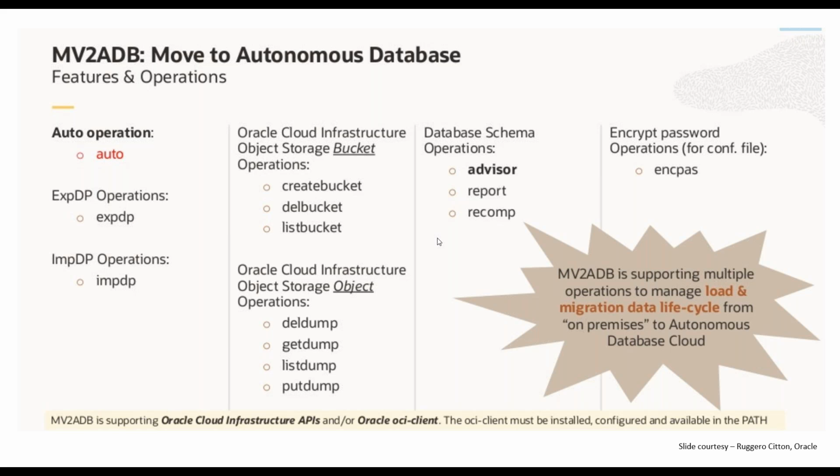Like I mentioned in the earlier session, if you visit the recording, you can get more information about all these different options. But to summarize in one single command, auto will internally invoke the EXPDP, put dump, and IMPDP operations. So take the export from the source database, put the dump file in the OCI object storage, and then do the import into the target autonomous database.